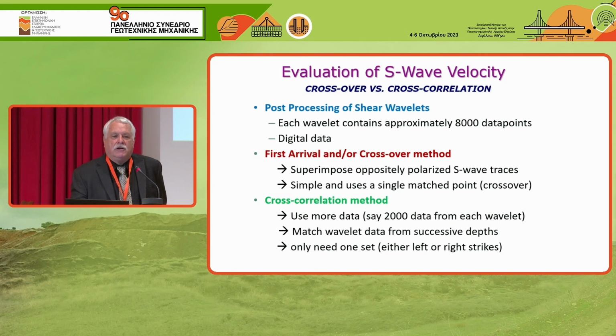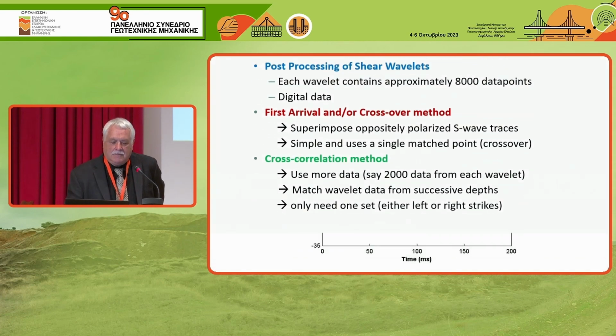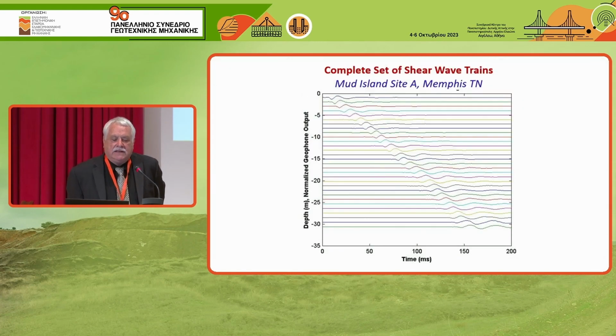Both of those require paired strikes, either a left strike and a right strike, and we superimpose those two. Or if we're doing crosshole tests, there's a down strike and an up strike, and we superimpose those to get the first arrival, first crossover. And then we realize that each of those wavelets at 1 meter depths is approximately 8,000 data points.